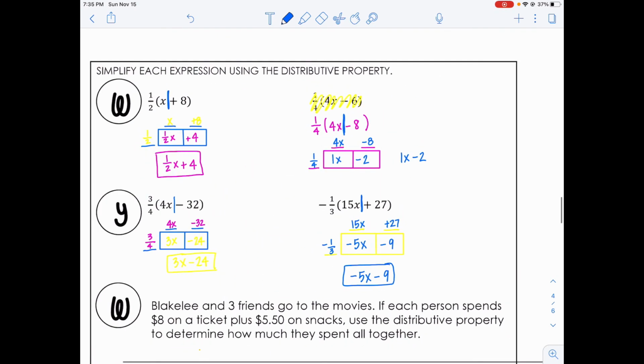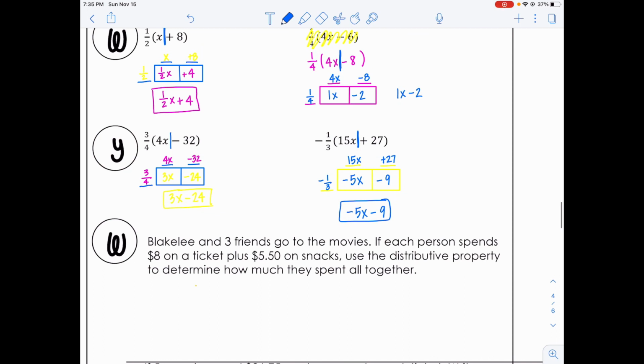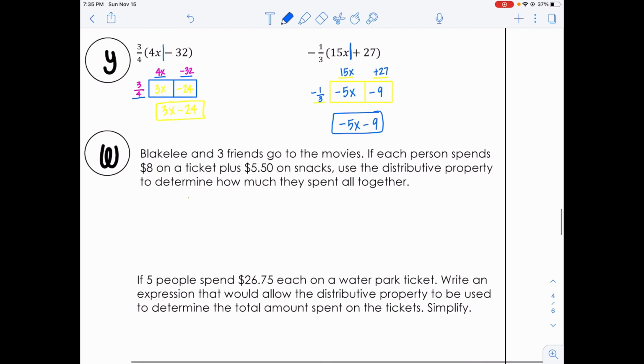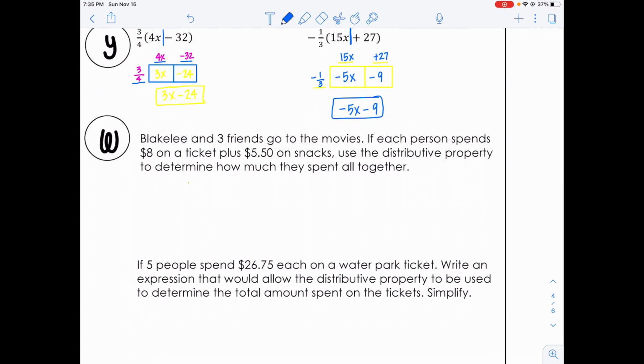All right, there are some word problems on this page. There are no word problems on your assignment, so we're actually just going to do one of them. Blakely and 3 friends go to the movies. If each person spends $8 on a ticket plus $5.50 on snacks, use the distributive property to determine how much they spent all together. So first we need to write an expression for this.